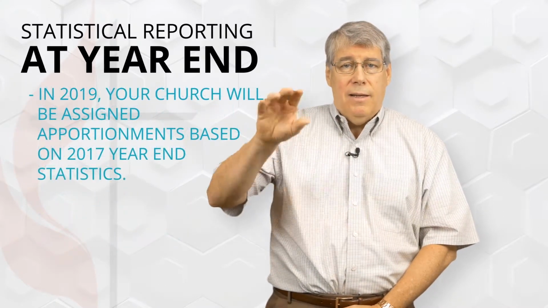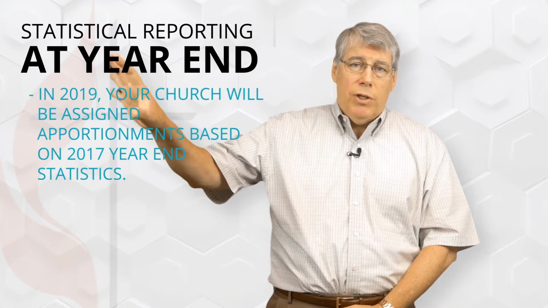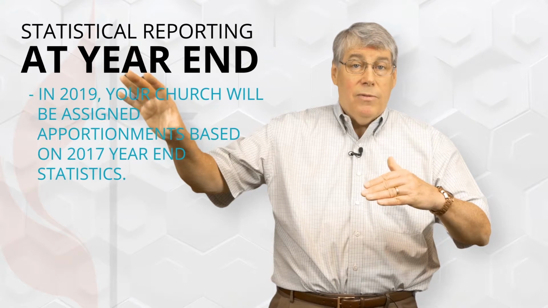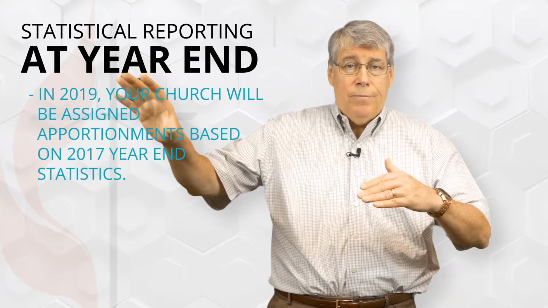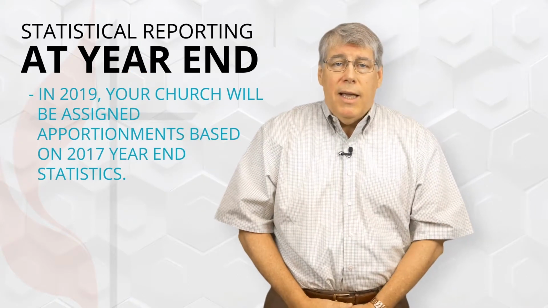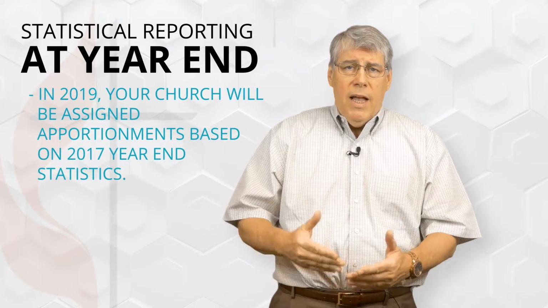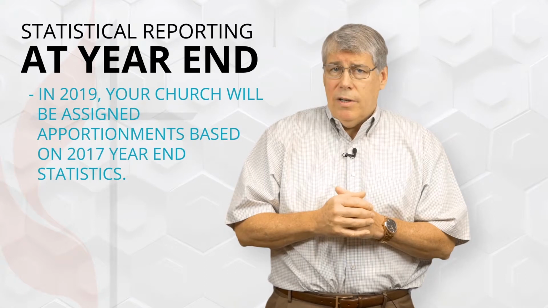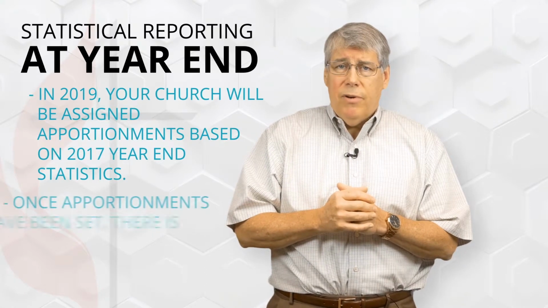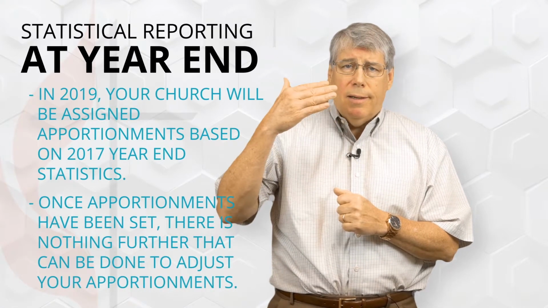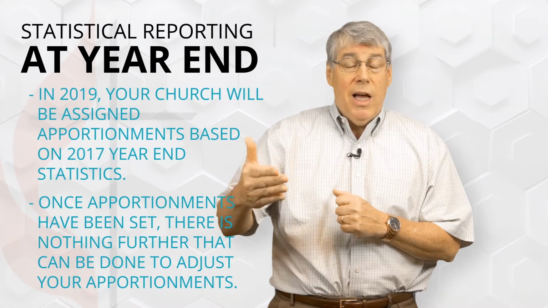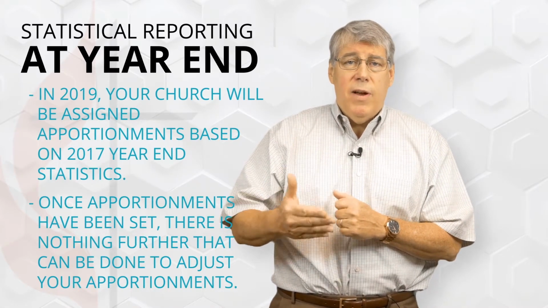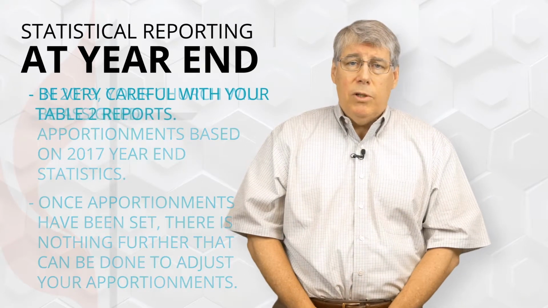So think about that. In 19, you're going to get apportioned based on the statistical reports that you filed for 2017. Here's the issue. If you're not careful, if you make mistakes on that statistical report and they are not caught, once the annual conference session is over and once the apportionments have been allocated, there's nothing further that can be done to adjust your apportionments. Be very, very careful with your Table 2 report.